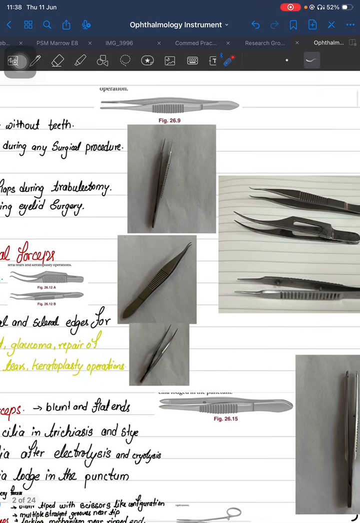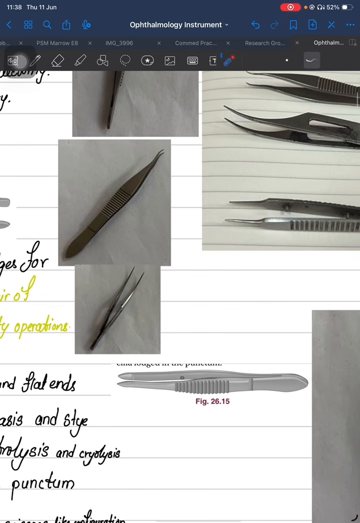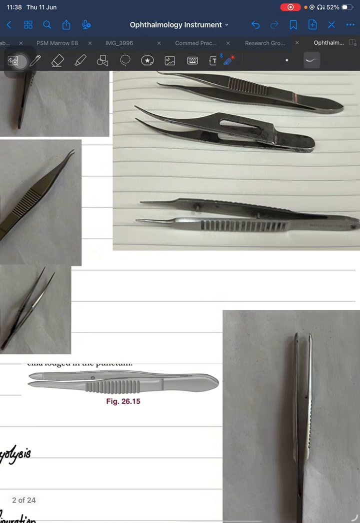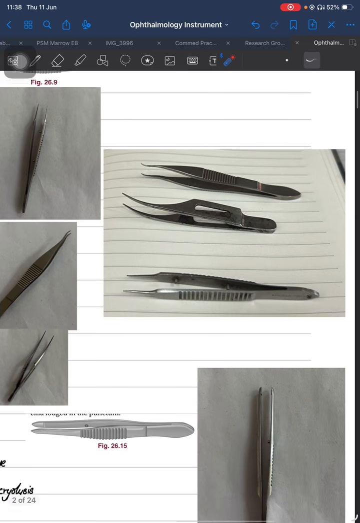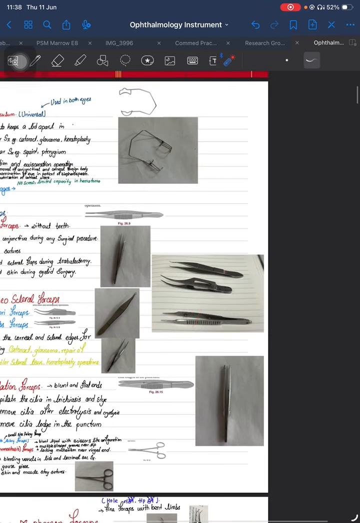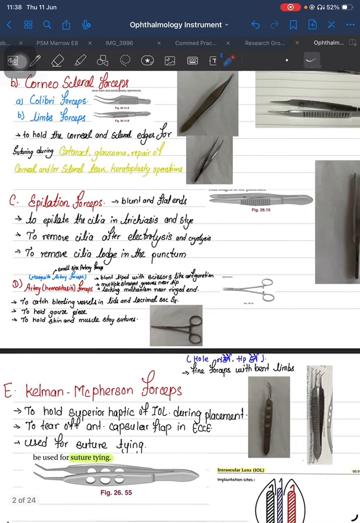Here we can have some view of these two forceps. This one is the limb forceps, and the sharp U-turning one is the colibri forceps. Here also we can see this is the limb forceps and this is the colibri forceps, and this one is the plane forceps.